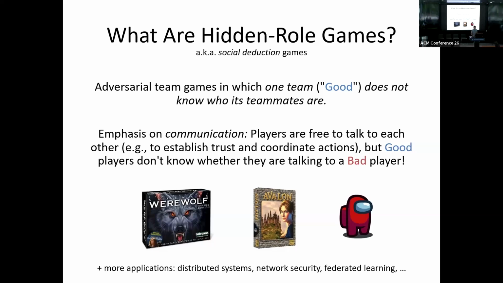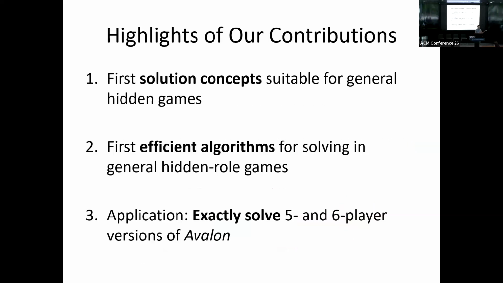Okay, so what do we do? Well, to our knowledge, we are the first to study this class of games from a formal game theoretic point of view. So let's try to understand, first of all, what are reasonable solution concepts for these games, and how do we compute these solution concepts? And as an application, we look at the popular game of Avalon, and we actually exactly solved 5 and 6 player variants of Avalon. And of course, I'll say more about how we do this when I get there.